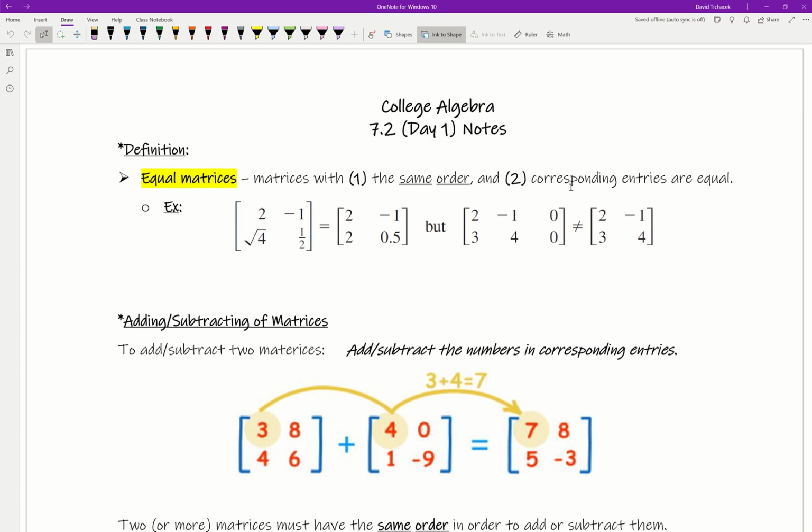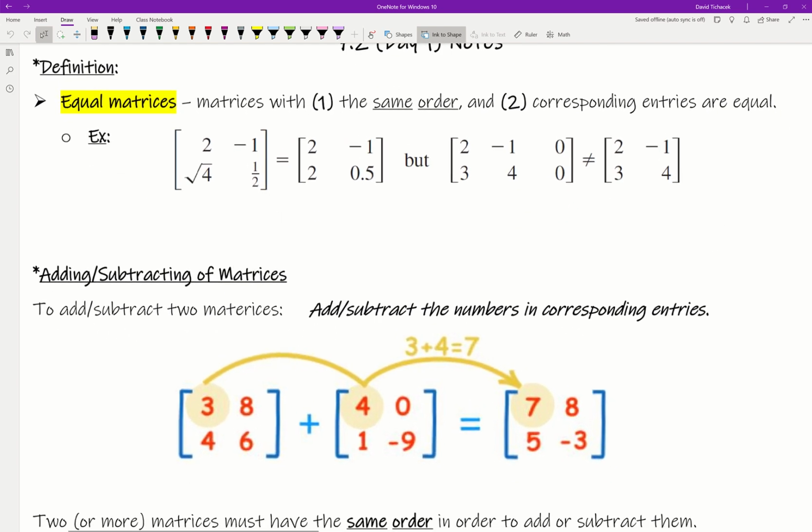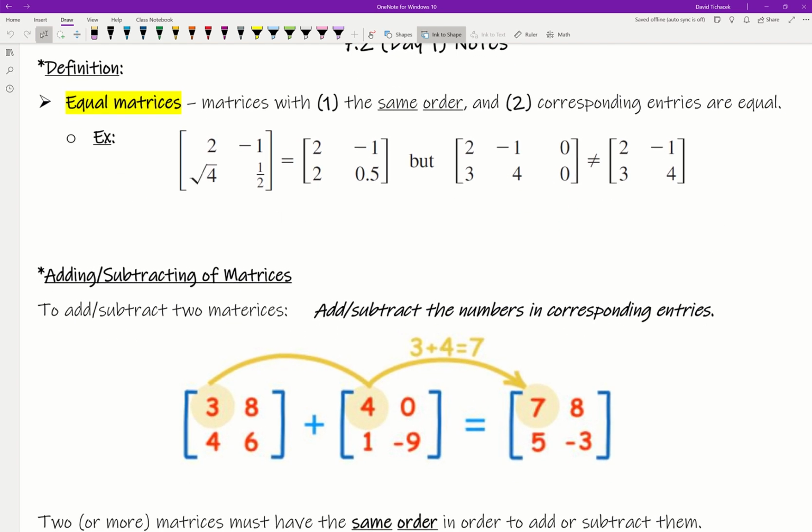But let's start off by talking about what it takes for matrices to be equal to each other. Really simple and straightforward. Basically, there's only two criteria for matrices to be equal. First of all, they have to have the same order, right? We talked about what order was in the last video. So the same number of rows and the same number of columns in both matrices if you're trying to say that they're equal. And then secondly, they have to have corresponding entries that are equal, okay?